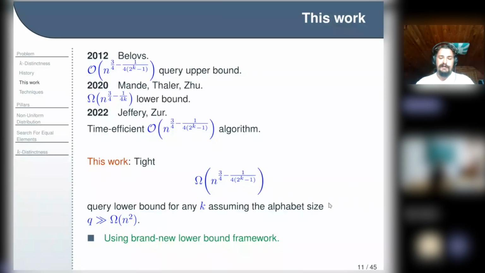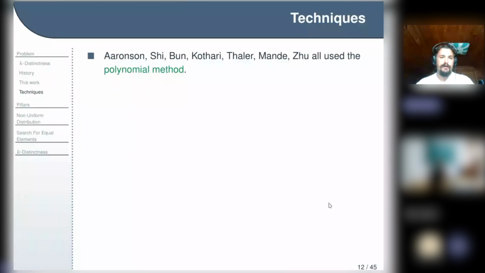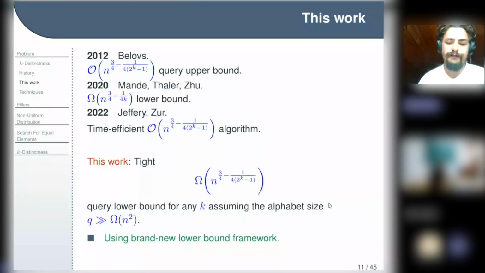Okay, and so in this talk, I will mostly talk about the framework. And when we cover the framework, if I still have some time, I will talk about the k-distinctness problem. But the emphasis will be on the framework, because if I don't explain the framework, it's somewhat hard to explain the lower bound, I think.